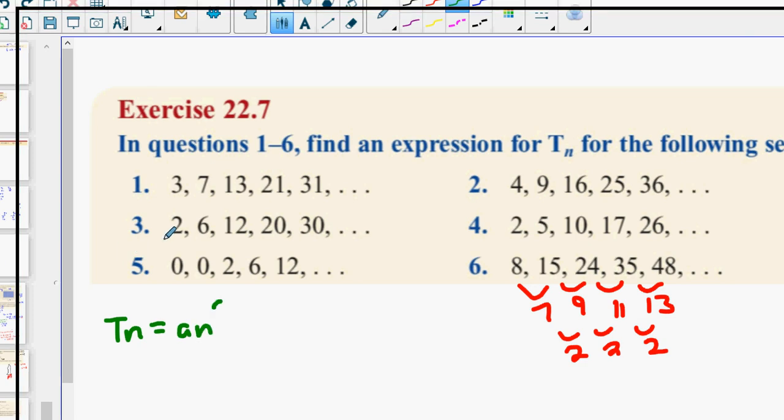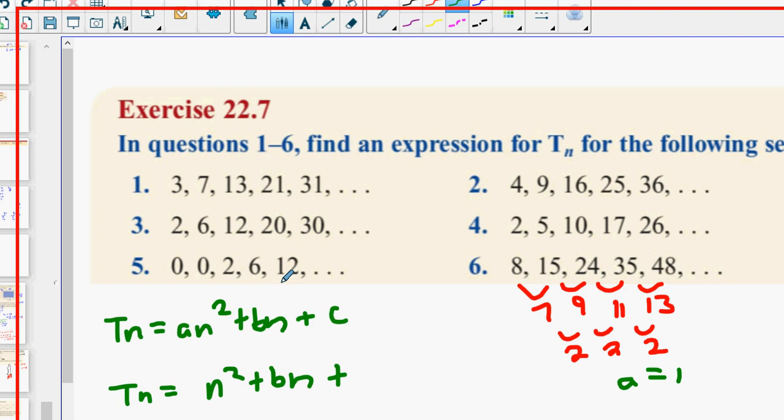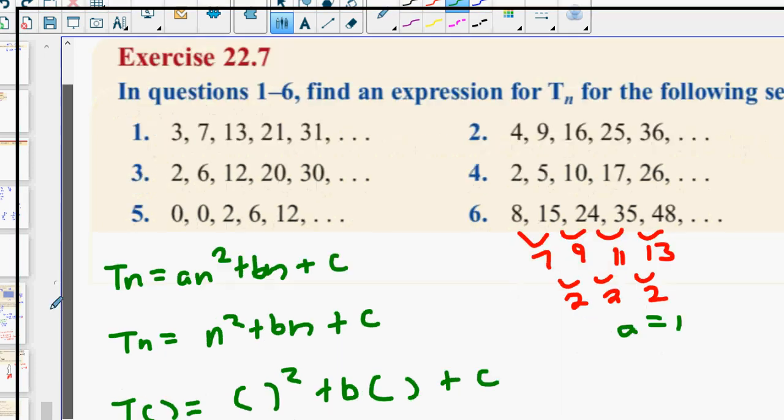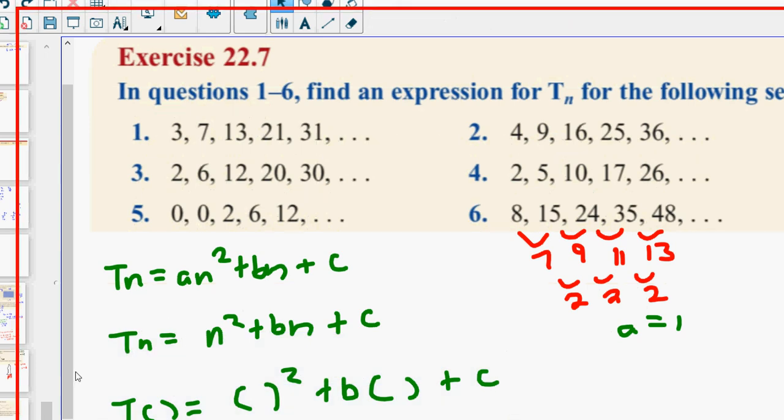An squared plus bn plus c. What's the a value? There we get an a value of 1. Okay. Next thing. T blank equals blank squared plus b times blank plus c. Now, I'm going to clone this. How many times do I have to use this formula? What do I have to use it for? T1 and T2. And this is going to be very easy.